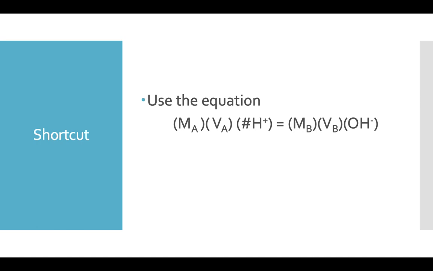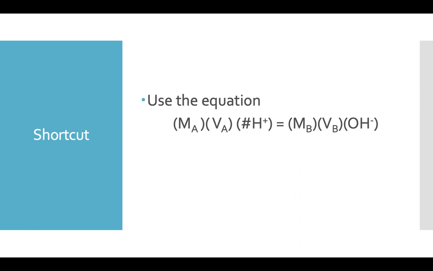Notice that we have the molarity of the acid multiplied by the volume of the acid multiplied by the number of hydrogen ions that are present in the acid's formula. We set that equal to the molarity of the base times the volume of the base times the number of hydroxide ions present in the formula. We have to keep the number of hydrogen ions and hydroxide ions in this formula because we're not using the mole ratio. In the previous example, we used the mole ratio to do that conversion.